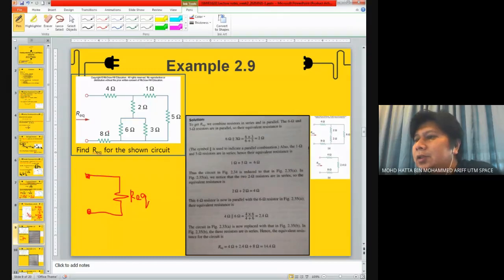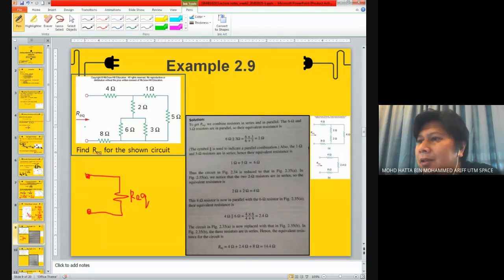Over here, since it is a combination of series and parallel, we need to identify which one is in series and which one is in parallel. So the first one, looking at the circuit, I would really suggest that you look at the far side of the circuit. Okay. Farthest side of the circuit.